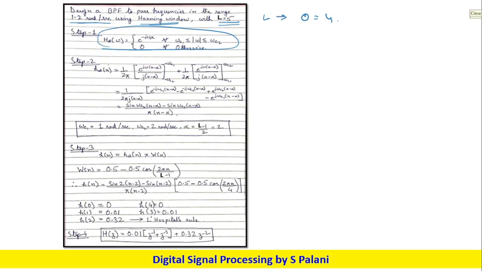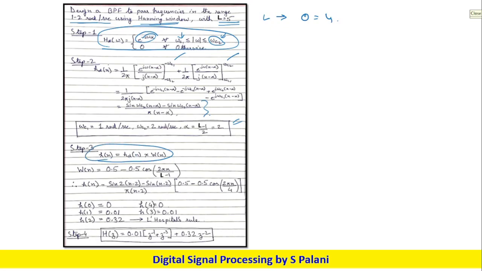Hd(omega) equals e to the power minus j omega alpha in the region omega c1 less than or equal to modulus of omega less than or equal to omega c2. That means in the region of omega c1 to omega c2, we will be having these values. Since it is a band pass filter, we will be having these two integrals. We need to solve this. After solving this equation, we will get h'[n], whose value we need to compute.